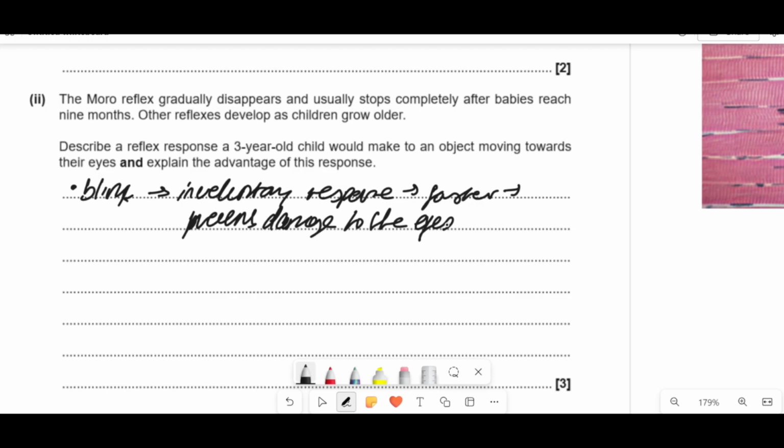Like, if I said I put my hand on a hot plate and I move it really fast, why is that important? You're going to be like, oh, so it doesn't burn your hand. It's the same thing here, right? There you go. Hope that helps.